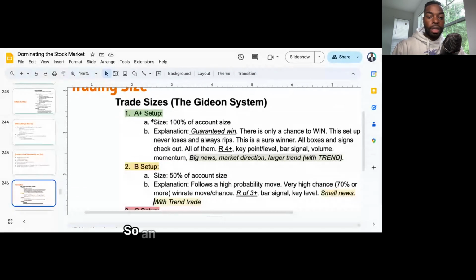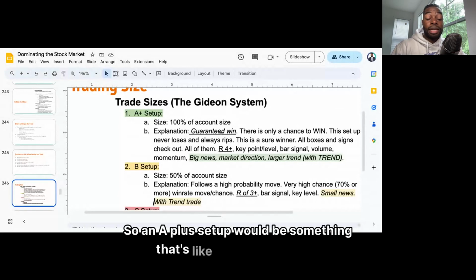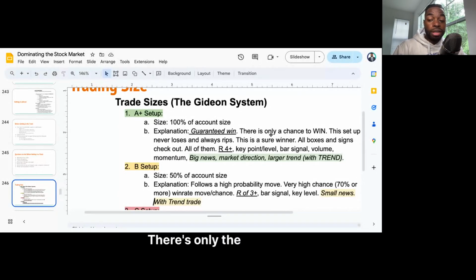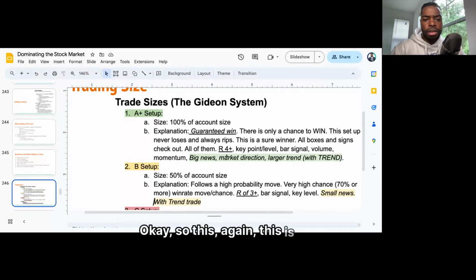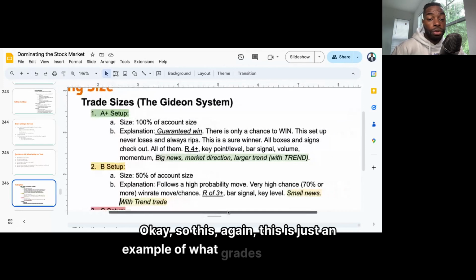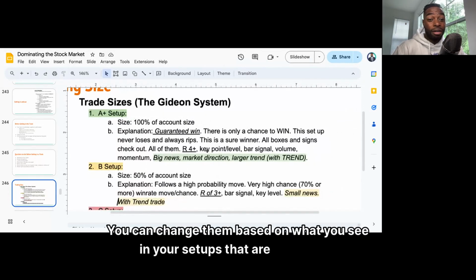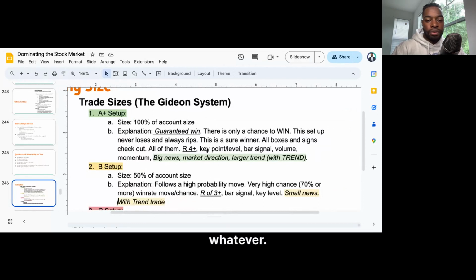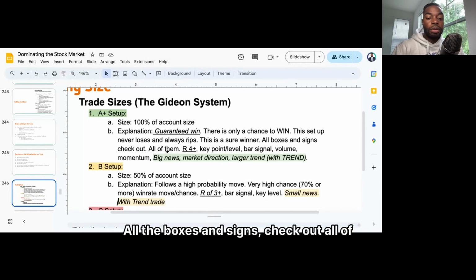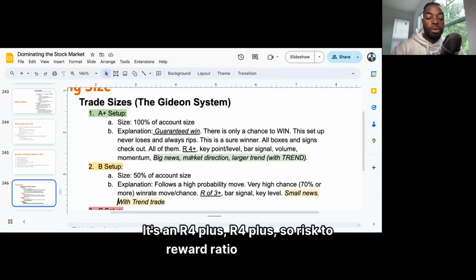So let's go back to it. An A plus setup would be something that's like a guaranteed win. There's only the chance to win. Like this setup never loses. It always rips. It's a sure winner. Okay. So this is just an example of what grades would look like. You can change them based on what you see in your setups that are bangers or whatever. But this is a sure winner. All the boxes and signs check out, all of them. It's an R4 plus, so risk to reward ratio of 4 plus.